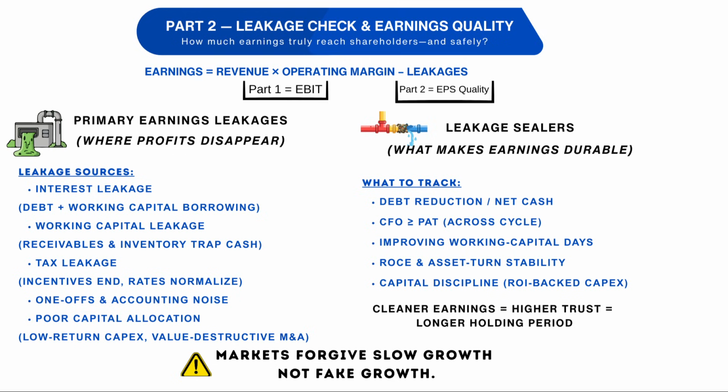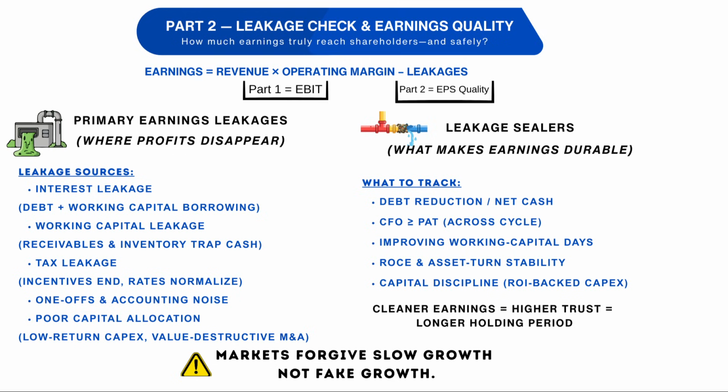Poor capital allocation, again, is a very dangerous leakage. Especially bad capital allocation, low return capex or value destructive acquisitions, immediately consumes cash without creating a good amount of return, right? So, for example, debt reduction will immediately improve the earnings quality.